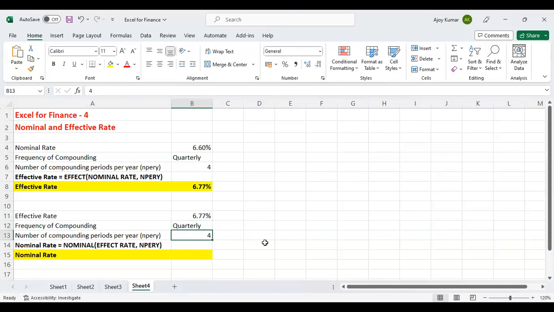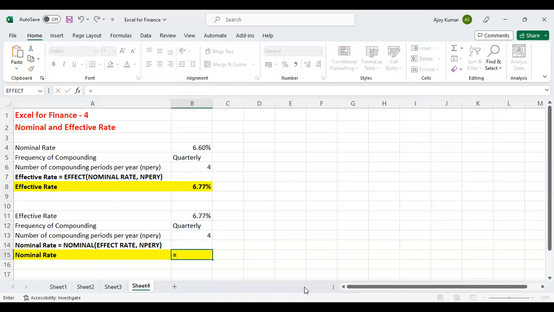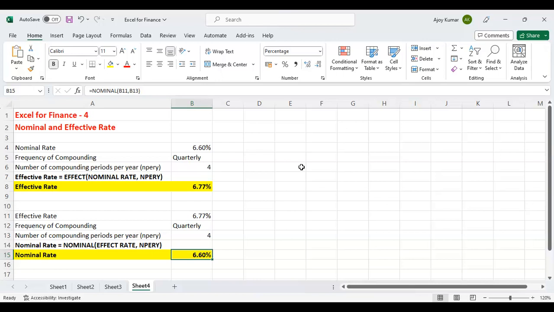Now, how do I get my nominal rate? I'm working backwards now. The formula is NOMINAL, bracket open, effective rate, comma, number of periods in a year. Let's see how to do that. Is equal to NOMINAL, bracket open, effective rate, comma, number of periods in a year, 4, bracket close, enter. See, I get 6.6%. So these two important functions are there in Excel, which will allow us to calculate effective rate when we know the nominal rate, or calculate the nominal rate when effective rate is known to us.